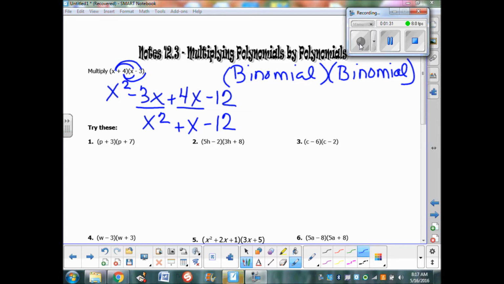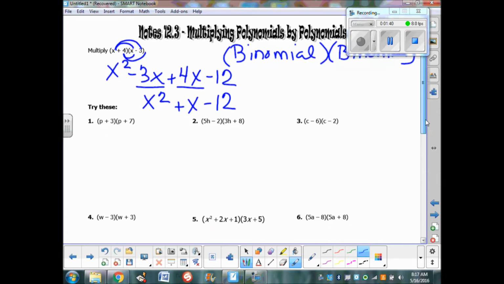So that's all it was with the distributive property, just twice, when you have a binomial times a binomial. So let's go ahead and try number 1.